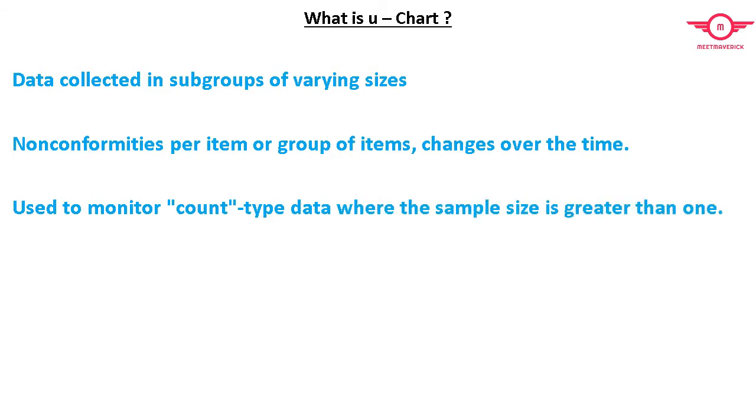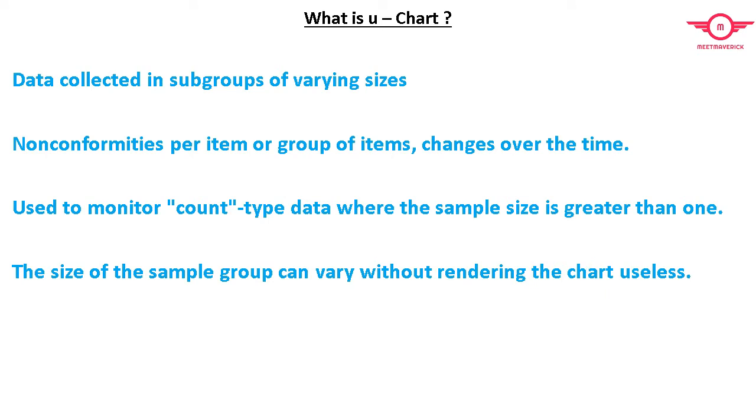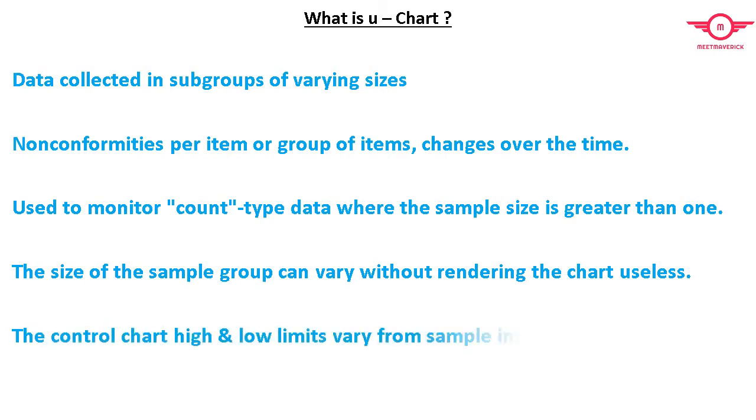In statistical quality control, the U-chart is a type of control chart used to monitor count type data where the sample size is greater than one, typically the average number of nonconformities per unit. The plotted value is a fraction or percent of the sample subgroup size. The size of the sample subgroup can vary without rendering the chart useless. In this case, the control chart high and low limits vary from sample interval to sample interval, depending on the number of samples in the associated subgroup.